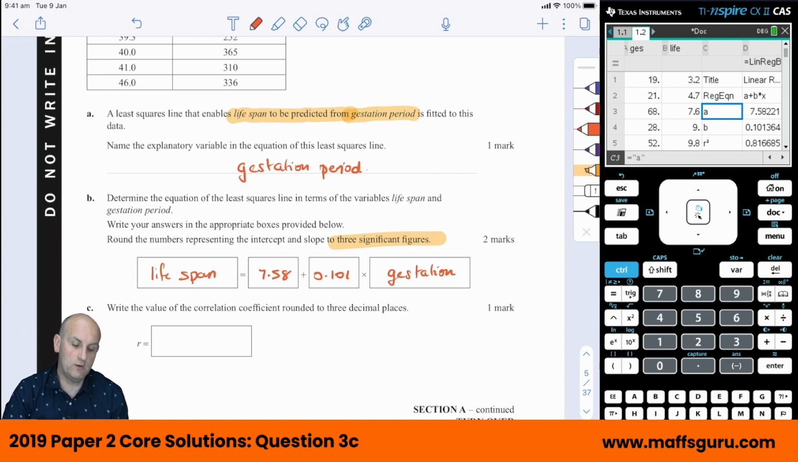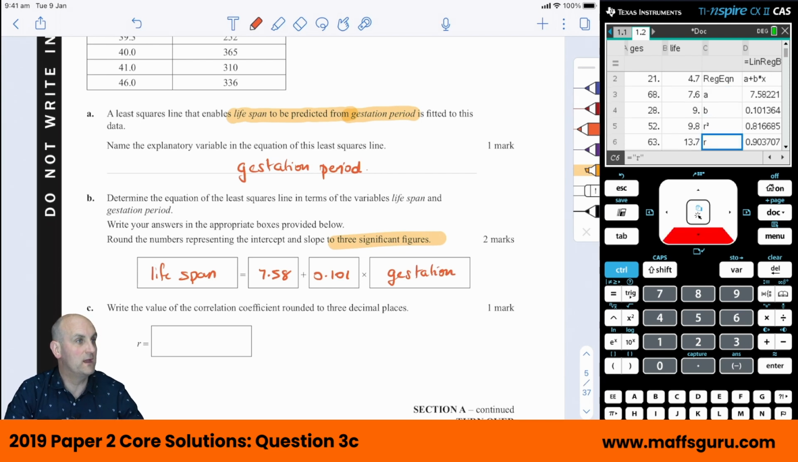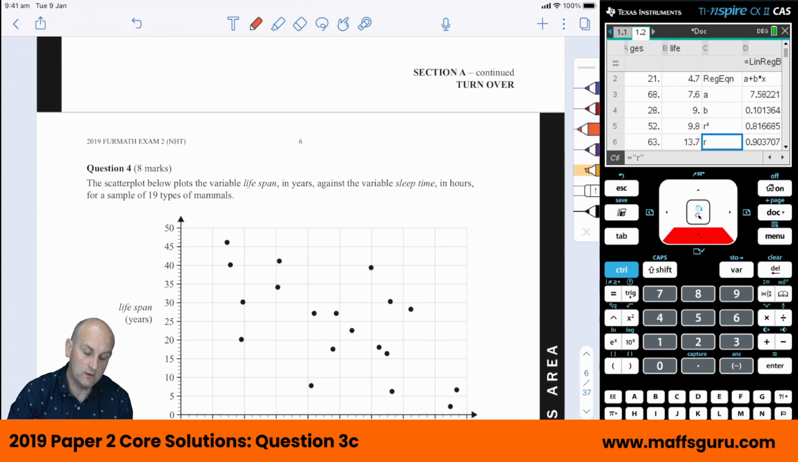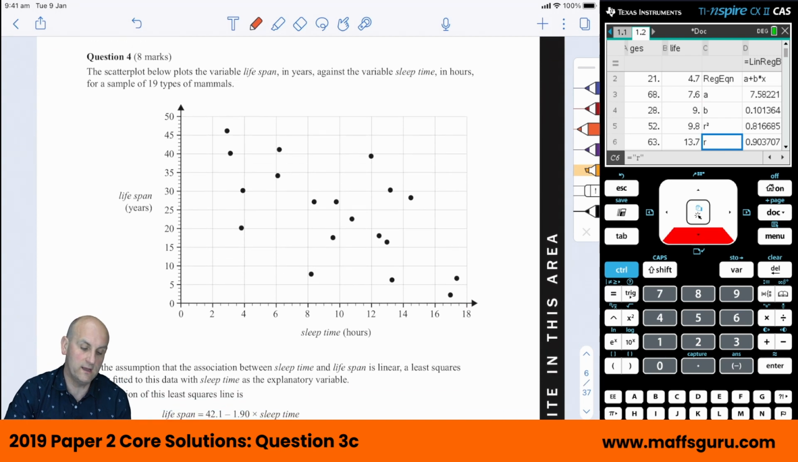Write the value of the correlation coefficient rounded to three decimal places. Correlation coefficient is my R value, which is 0.904. Ka-ching. One nice mark from just putting it into my calculator. Oh, we're done. Question four.